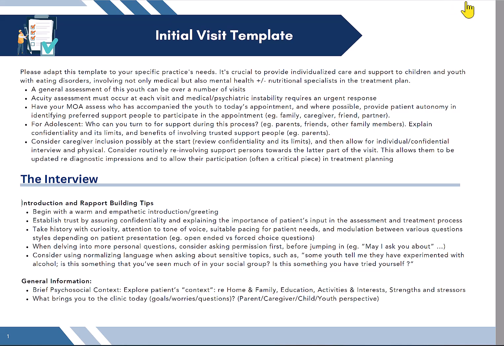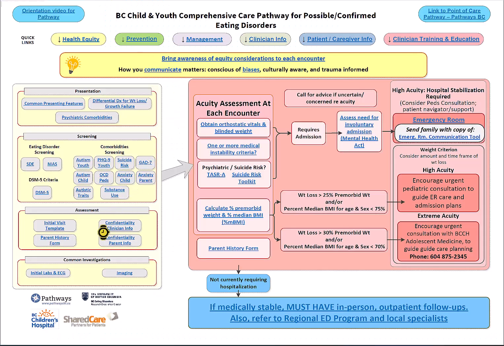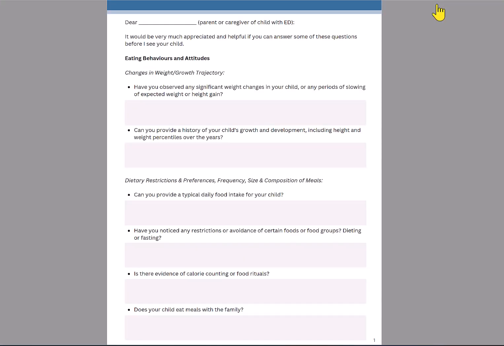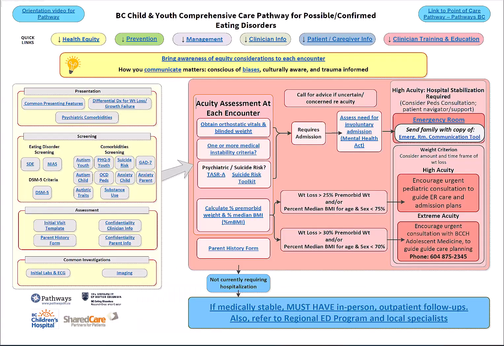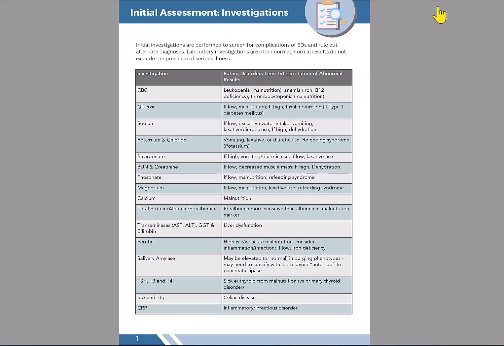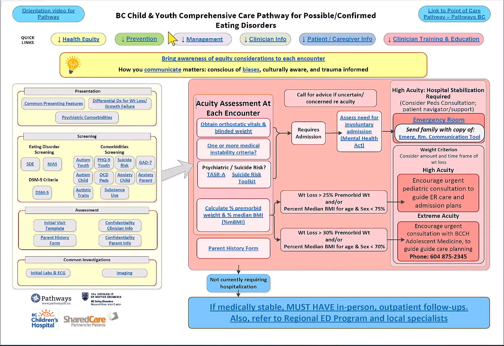There's an initial visit template, as well as other tools to support assessment, such as the Parent Observed History form, as mentioned earlier. Common investigations include lists for initial labs, and ECG, as well as for medical imaging.